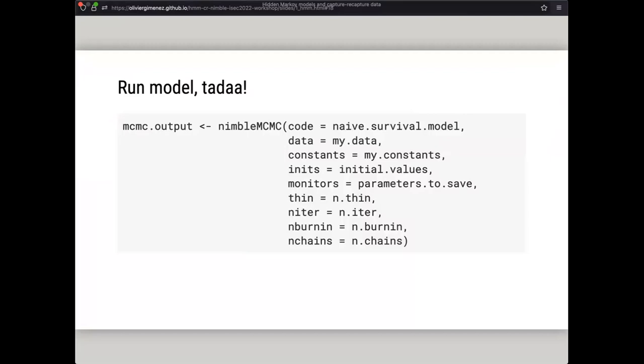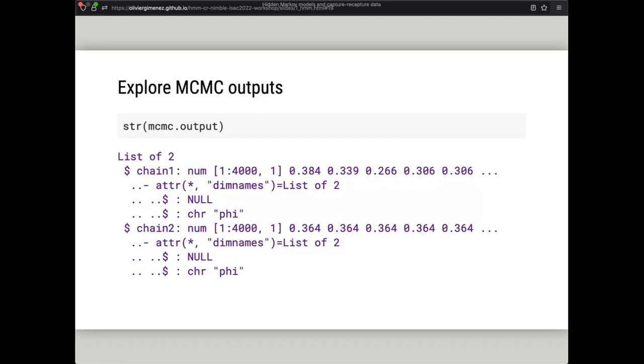Okay, and there is this nice function in Nimble that was coded by Daniel, which is the mirror of JAGS in packages like R2jags, where it does everything at once. So it takes the model, the data, the constants, the initial values, the parameters you want to save for which you want to have outputs, the number of thinning iterations, the number of burn-in iterations, and the number of chains, and it runs Nimble for you. So you can do that if you want, and you'll get some outputs.